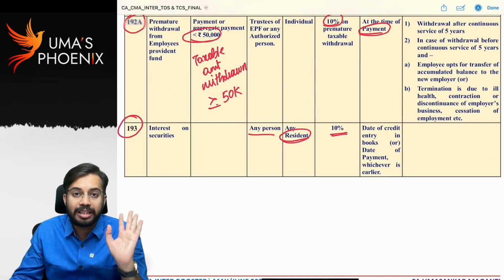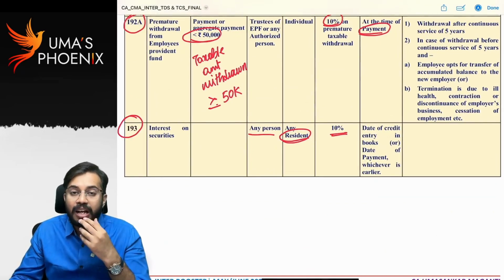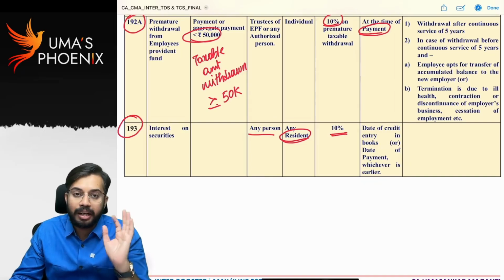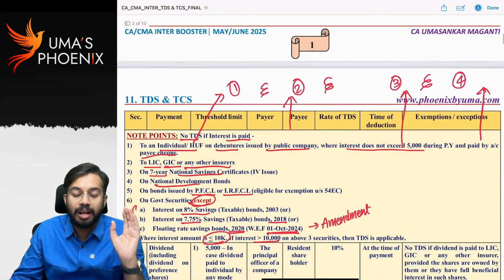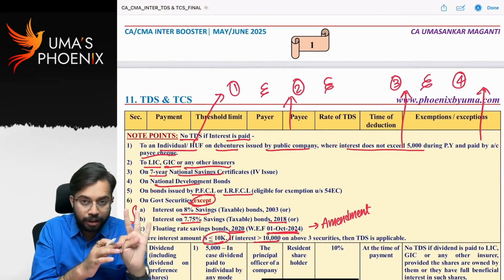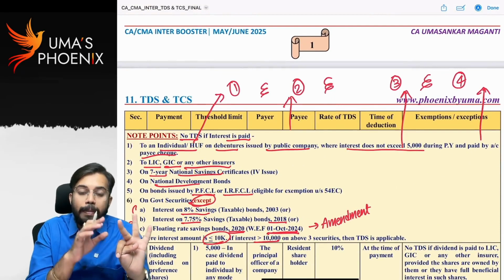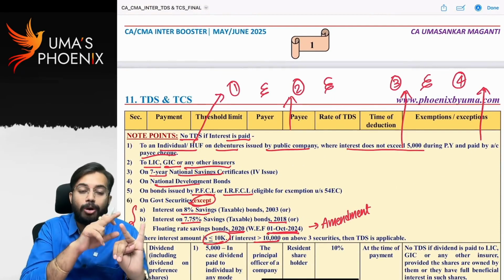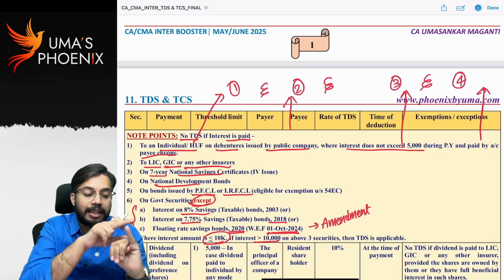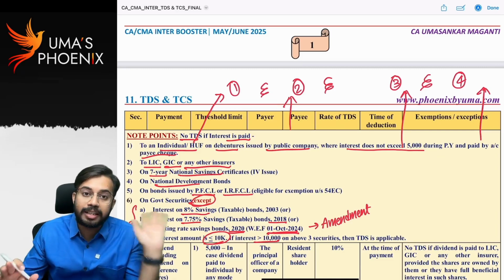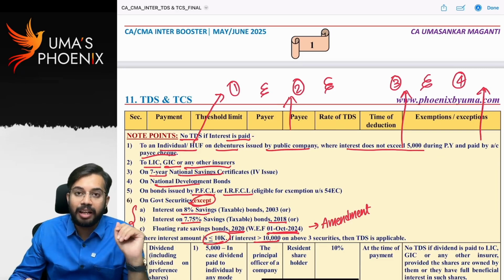So let me quickly summarize section 193. On interest on securities, TDS is required to be deducted under section 193. Any person who is paying interest is required to deduct TDS. Payee should be resident in India. Rate of TDS 10%. When to deduct TDS: accrual basis or cash basis, whichever is earlier. But in case of individual and HUF, if interest is paid on debentures issued by public company and if amount of interest is less than 5,000 and if such interest is paid by account payee cheque, no TDS under section 193. Is it clear?